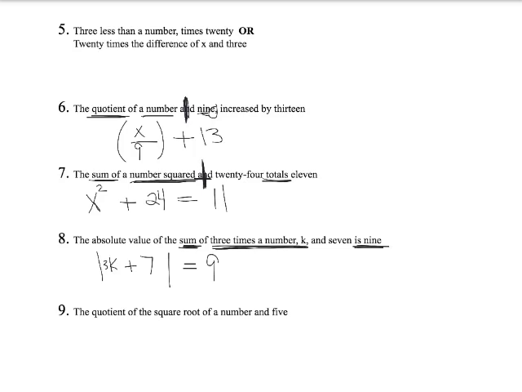And number 9, the quotient, so I'm dividing, of the square root of a number and 5. Remember that and kind of divides it out. The square root of a number. Here's a square root symbol. We use x to represent a number. And then we're dividing by 5.